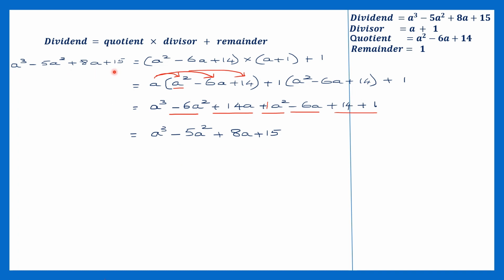Let's write down what is on the left hand side here. So that will be a cube, this is the dividend, minus 5a square plus 8a plus 15. So this is the left hand side, that is the dividend. Is this equal to the right hand side? Let's check and see. Here we have a cubed and we have a cubed, minus 5a square, we have it here, plus 8a and plus 15. So it's the same. So if the dividend is equal to quotient into divisor plus remainder, that means we have finished verifying that our quotient and our remainder are correct.